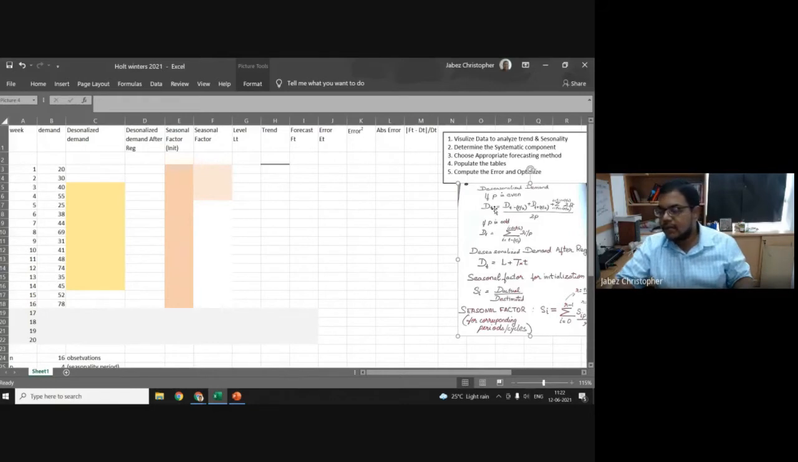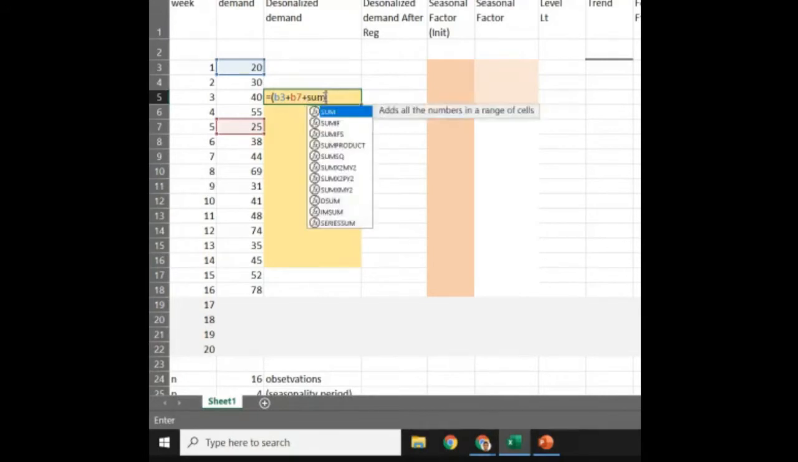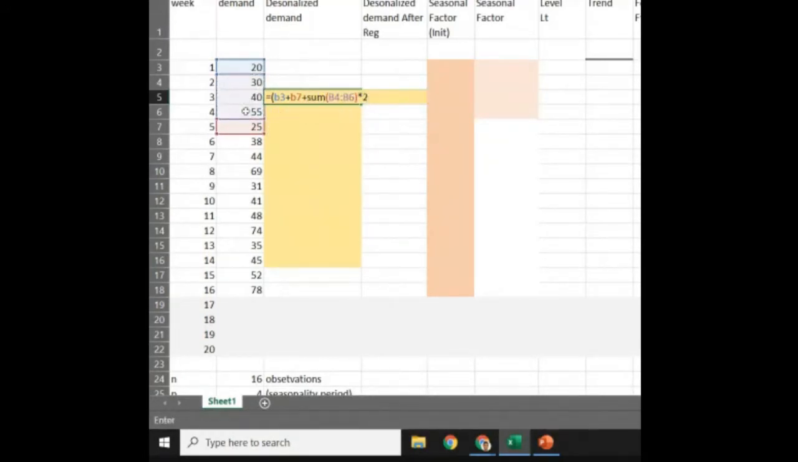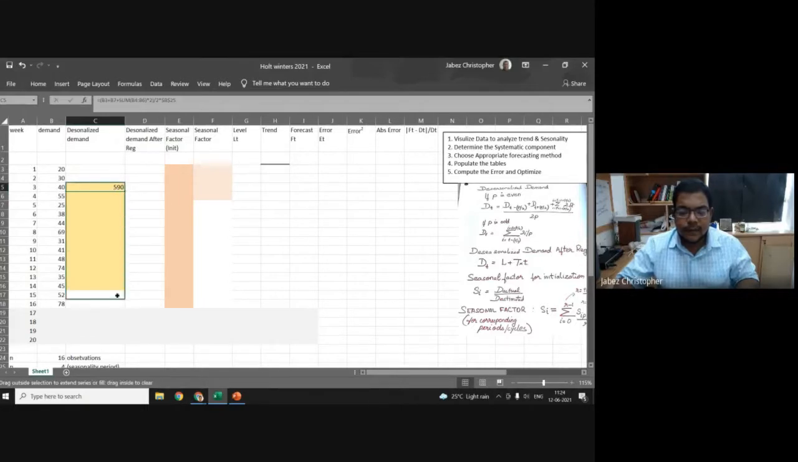So that's going to be the current demand minus demand at T minus P by 2, where P by 2 is 4 by 2, plus demand at T plus 1. You can see I'll apply this over here, divided by the seasonality period, divided by 2P. And this will always be a standardized established formula. I have jotted down this formula here. So that's my deseasonalized demand.